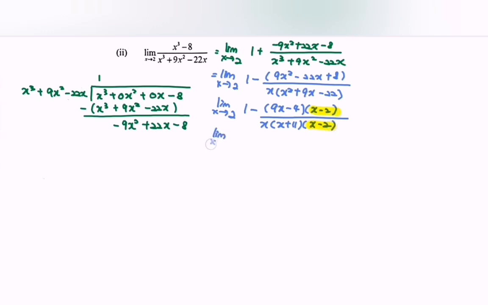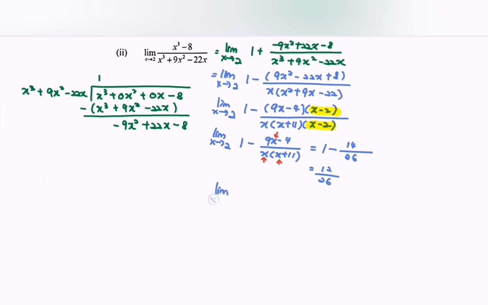So the limit as x approaches 2 is 1 minus (9x minus 4) over x multiplied by (x plus 11). Kindly substitute the value. We substitute 2, where we have 1 minus, 18 minus 4, which is 14, over 13 multiplied by 2, which is 26. If we simplify, we have 12 over 26.